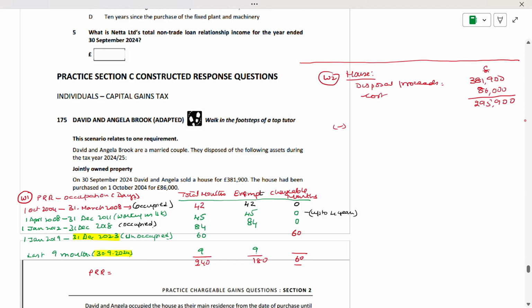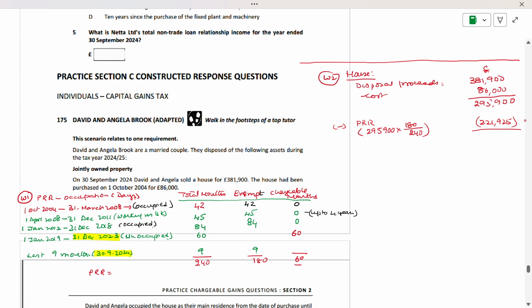Now, PRR, how much? You can do it here only, you don't need anywhere else. 295,900 multiplied by exempted 180, total 240. It comes to 221,925.